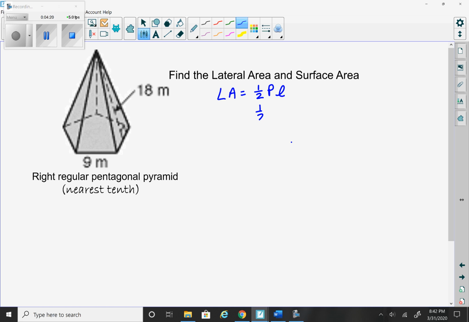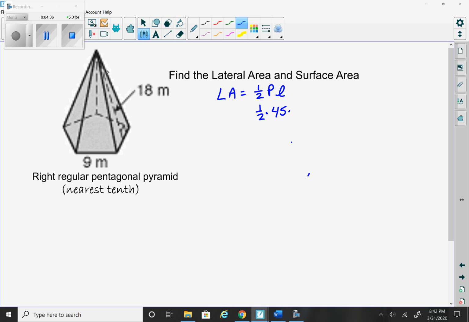So again, I have 1/2 times the perimeter of the base. Again, the base has an edge length of 9, and there are 5 sides to a pentagon. So 5 times 9 is 45.